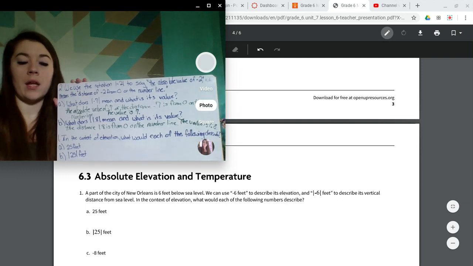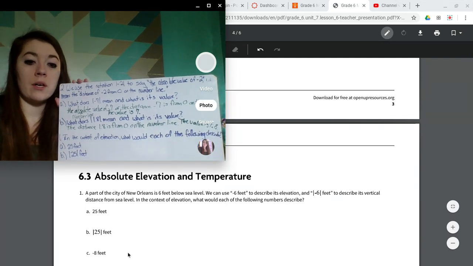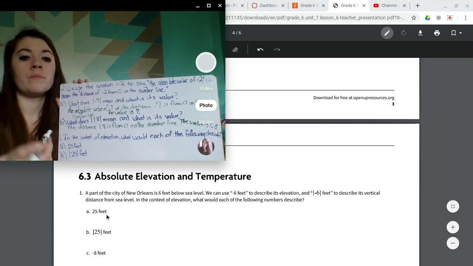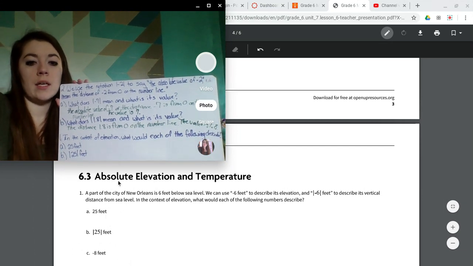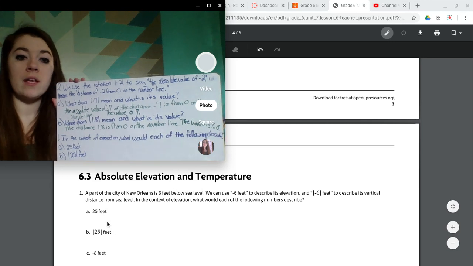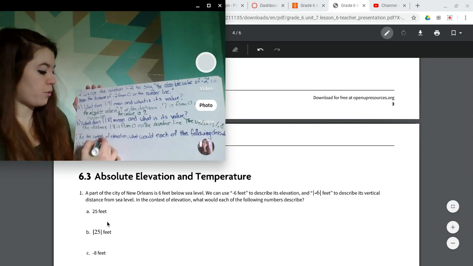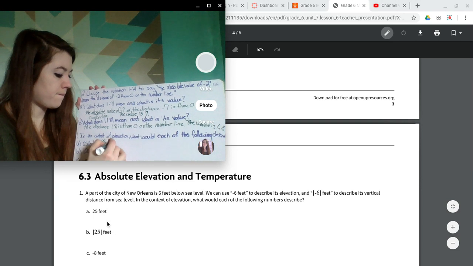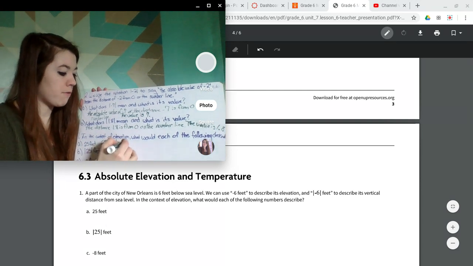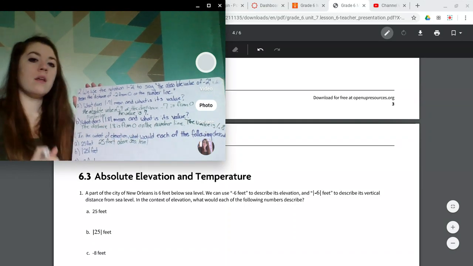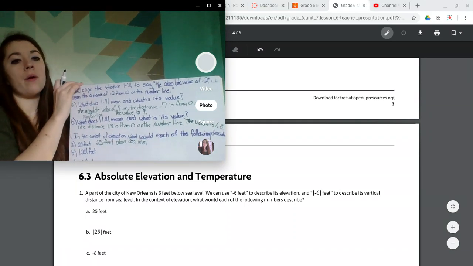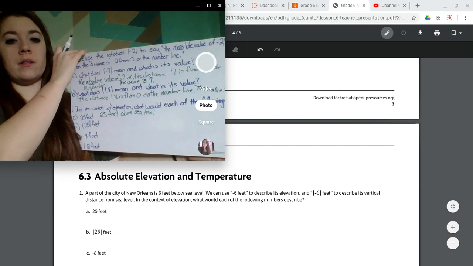Looking here and also over here, we could see 25 feet. What does that represent in this situation? Well, just like New Orleans saying -6 feet meant 6 feet below sea level, saying 25 feet means 25 feet above sea level. Since we have that positive number, we know it's going to be above sea level.